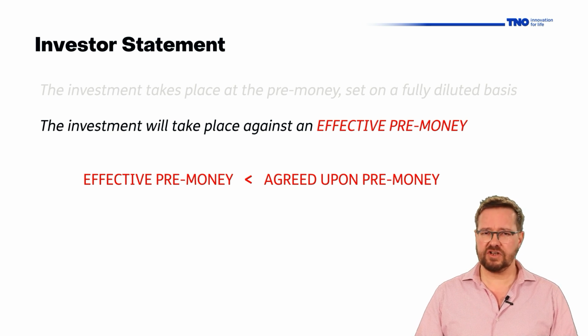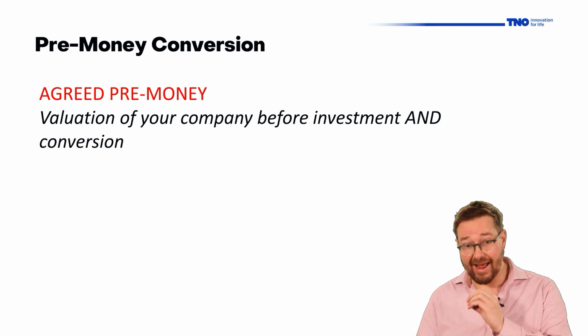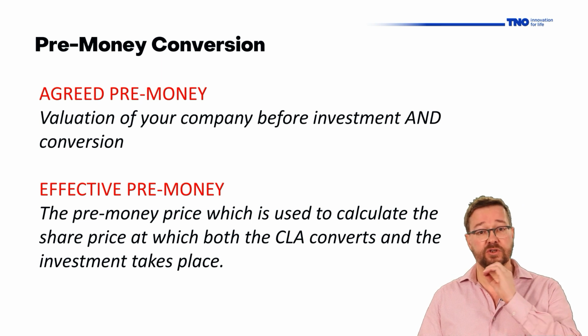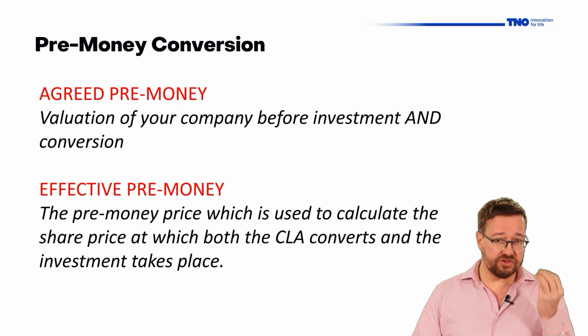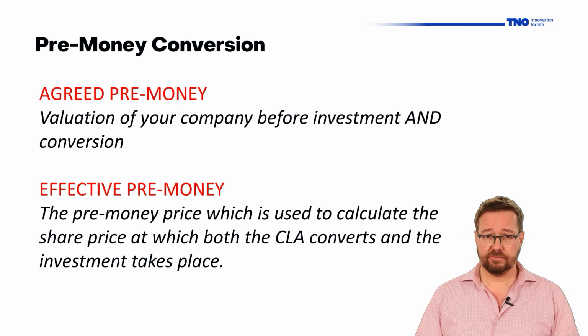And to keep things clear, we will from here on talk about the agreed pre-money and the effective pre-money. Here the agreed pre-money is the valuation of your company before investment and conversion. The effective pre-money is the pre-money price which is used to calculate the share price at which both the CLA converts and the investment takes place. So what is this effective pre-money? Here's the formula.